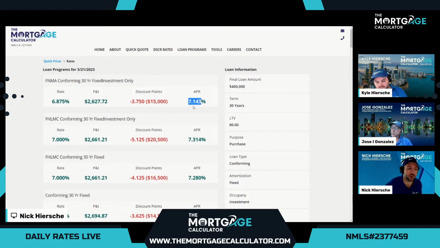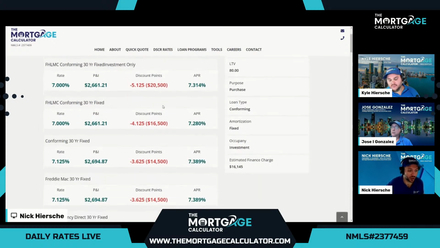Great options for our borrowers, but many of our investors want to save discount points, right? Save cash out of pocket. 3.75 in this case is $15,000. That's a lot of money that an investor could deploy on another project or put towards purchasing another home. So many of our investors want other options.